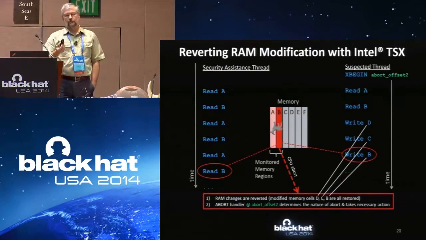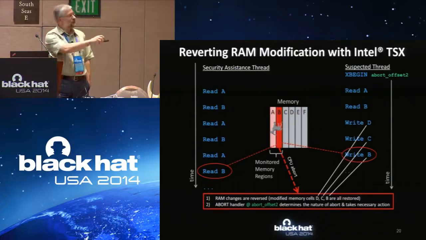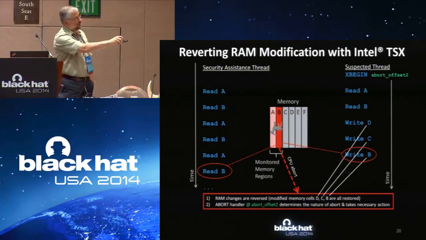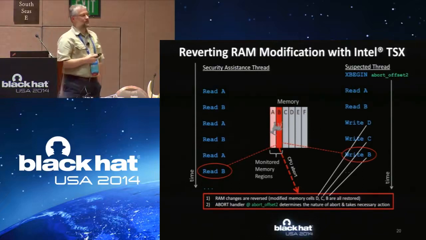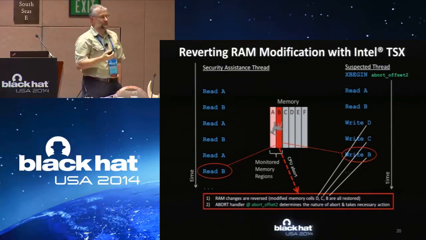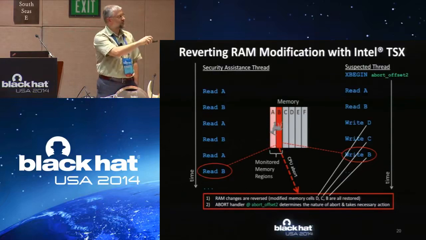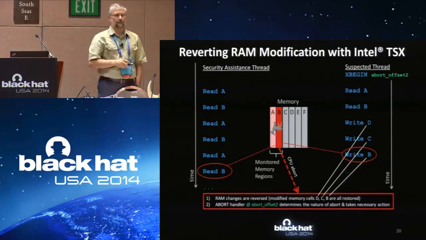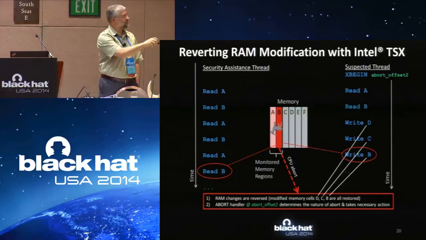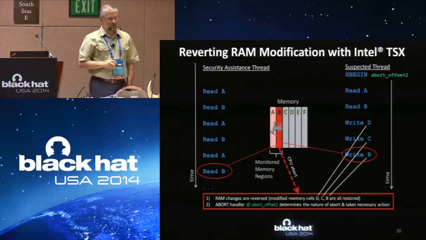Now, of course, you would probably ask a question, how does XBEGIN end up in a suspected thread? Normally, it's not an easy thing to do, and if it's malware, for instance, doing some modification to the kernel memory, you have to get a suspicion and inject that XBEGIN to do the memory reversal.